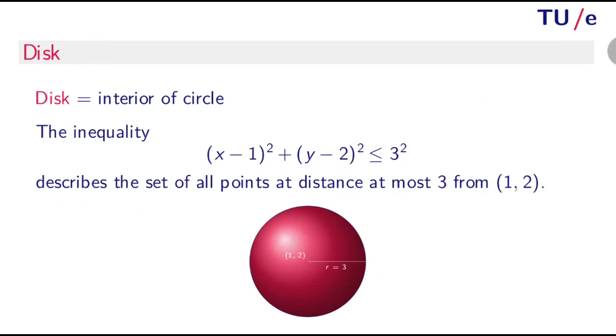The disk, that's the interior of a circle. So a disk can be given by an inequality, namely an inequality of the form (x - 1)^2 + (y - 2)^2 ≤ 3^2. And that particular example describes the set of all points at distance at most 3 from the center (1, 2).